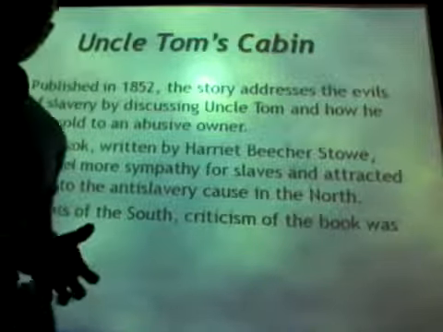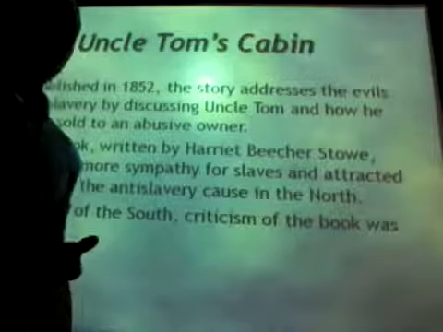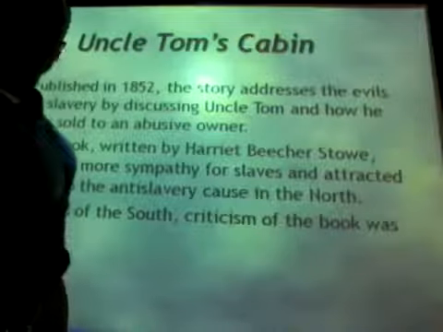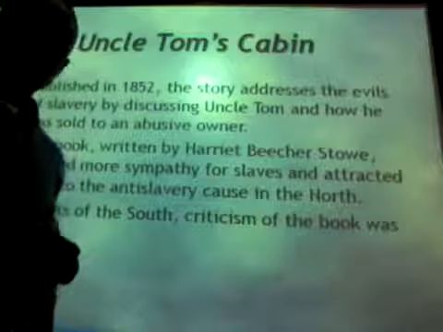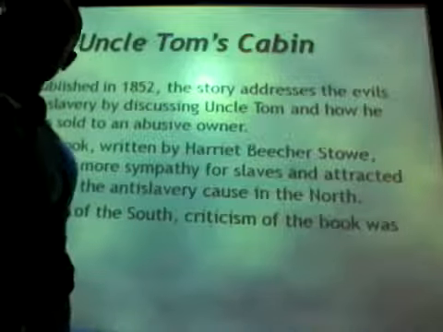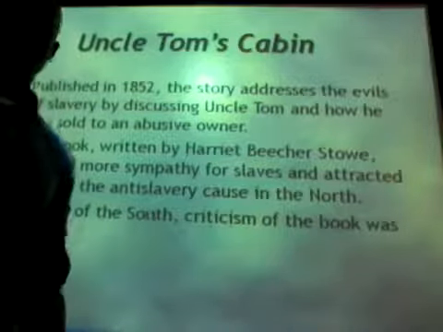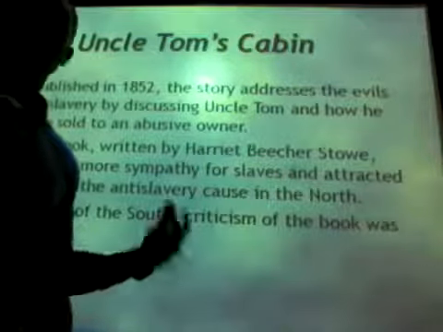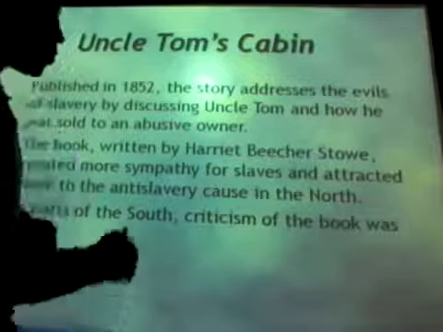The horrors of slavery. And her book, to this day, is one of the most highly selling books for its time. It sold over about 300,000 copies in just a matter of a few weeks. And after people read it, you start getting a lot of abolitionist sympathizers that join the movement and push to end slavery.